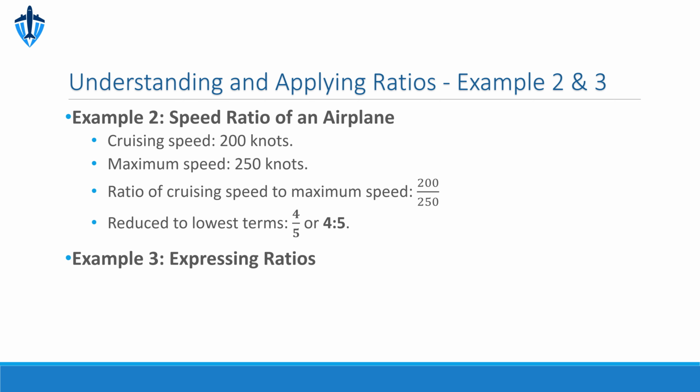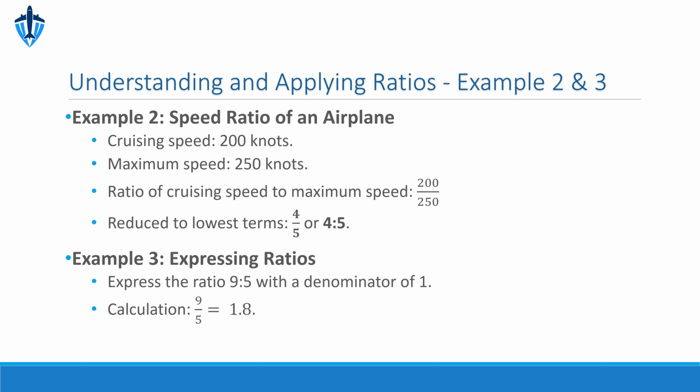Our final example demonstrates how to express any ratio with a denominator of 1. To convert the ratio 9 to 5, we simply divide 9 by 5, which equals 1.8. Therefore, the ratio 9 to 5 is equivalent to 1.8 to 1. This concept of ratios is versatile and appears in many aspects of aircraft mechanics.